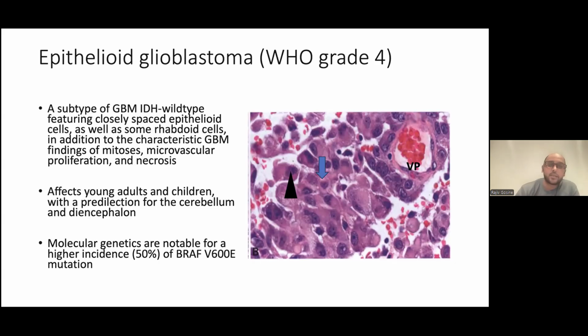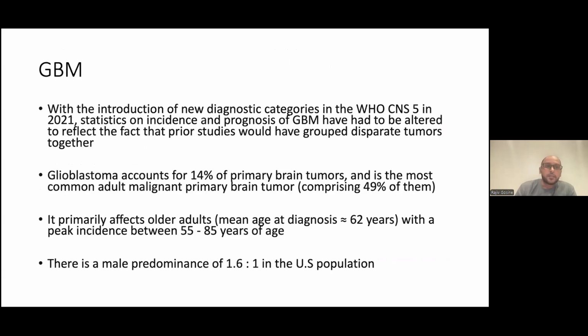Now, if we look at the slide, we can see the vascular proliferation. The blue arrow points at an epithelioid cell, and the black arrowhead points to a rhabdoid cell. So with the introduction of the new diagnostic criteria in the WHO CNS-5 in 2021, statistics on the incidence and prognosis of GBM have had to be altered to reflect the fact that prior studies would have grouped disparate tumors together under the heading of glioblastoma.